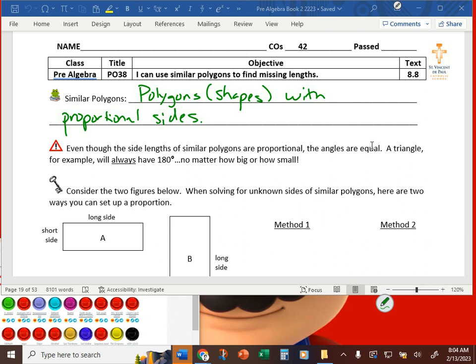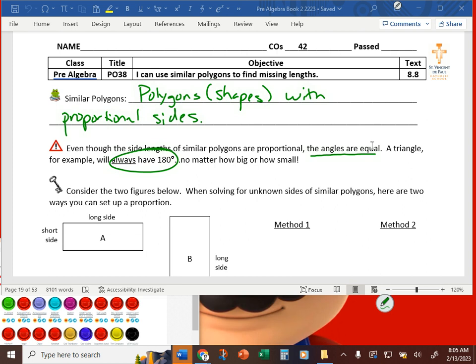And one thing to note, I don't think we get into it on this objective, but just so you know, even though the side lengths of similar polygons are proportional, the angles are equal, okay? Anyone know how many degrees a triangle has? Every triangle has exactly the same number of degrees. It is not 90. 180, right? Every triangle will always have exactly 180 degrees, no matter how big or how small, okay?